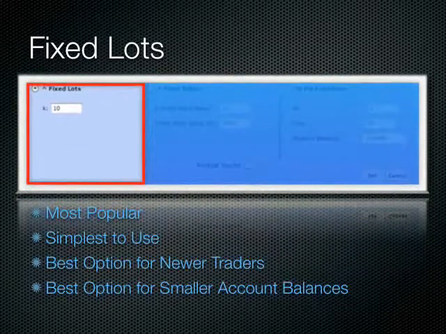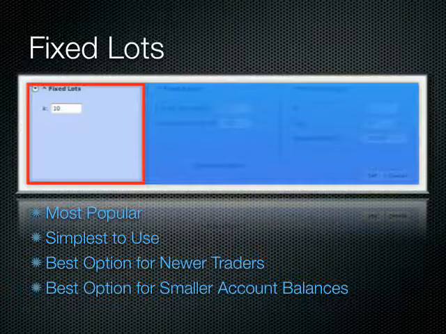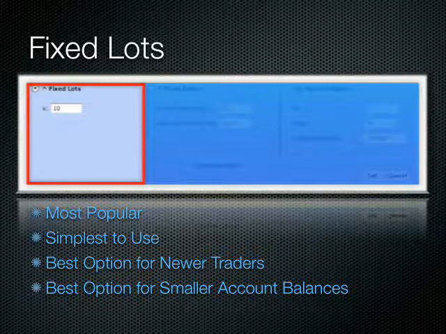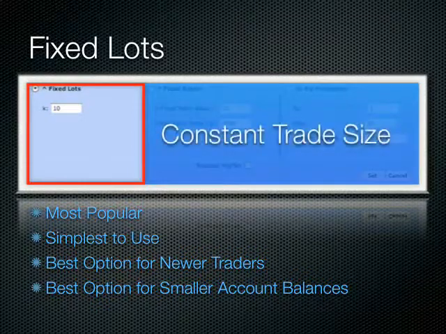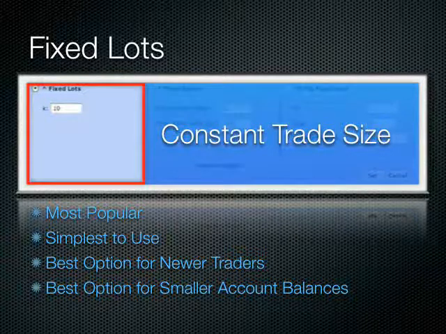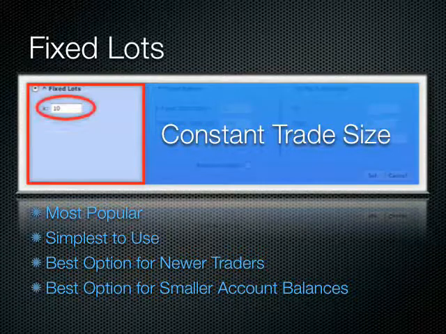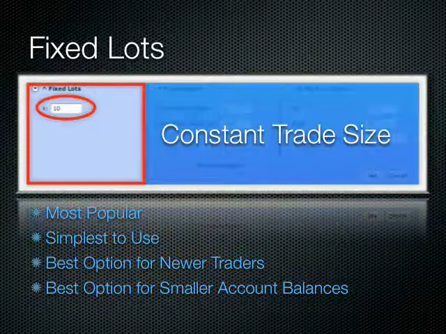Fixed lots is the most popular money management option. It is the simplest to use and is usually the best option for newer traders and for traders with smaller account balances. Using fixed lots, a trader can specify a constant trade size for each position that his portfolio will generate. You could, for example, specify that each position will be a 10K mini lot. If 5 signals were generated, each of the 5 trades would be 10,000 units of currency.